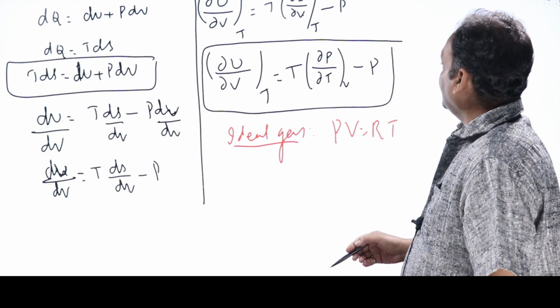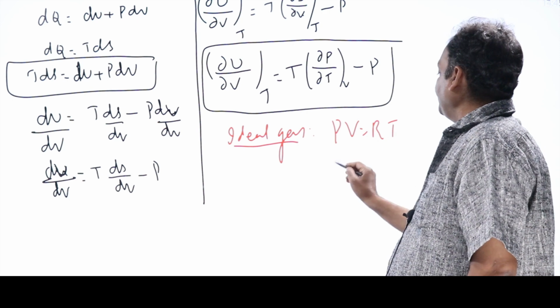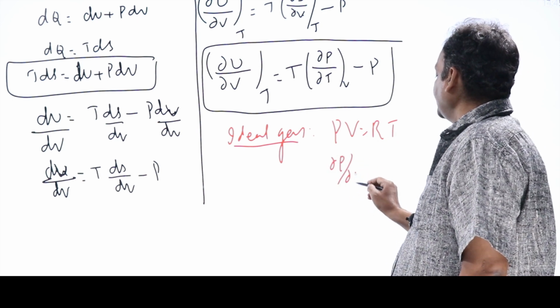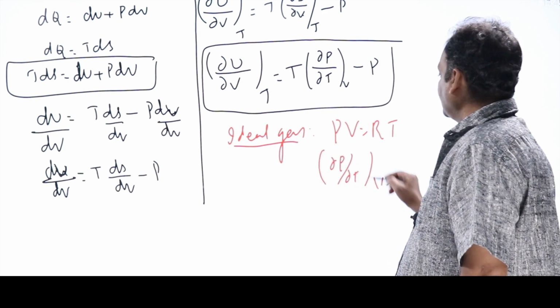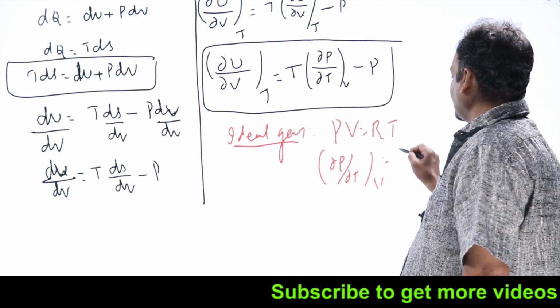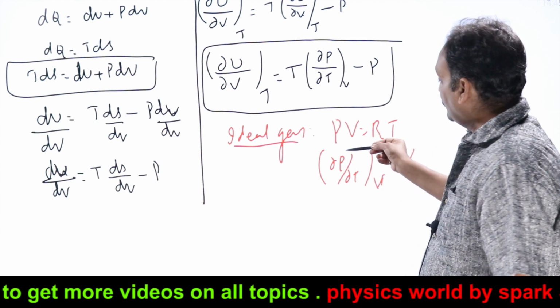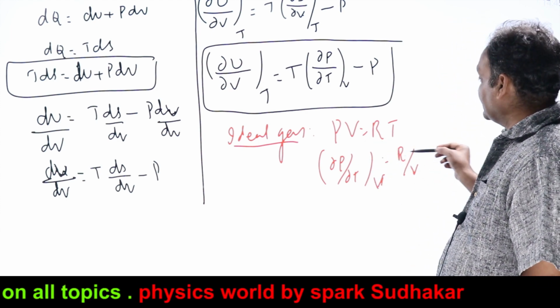Okay, PV equal to RT. So what is dou P by dou T at constant V? Dou P by dou T at constant volume is nothing but, volume is constant, bring it to the RHS, it becomes R by V. So dou P by dou T at constant V for an ideal gas is R by V.